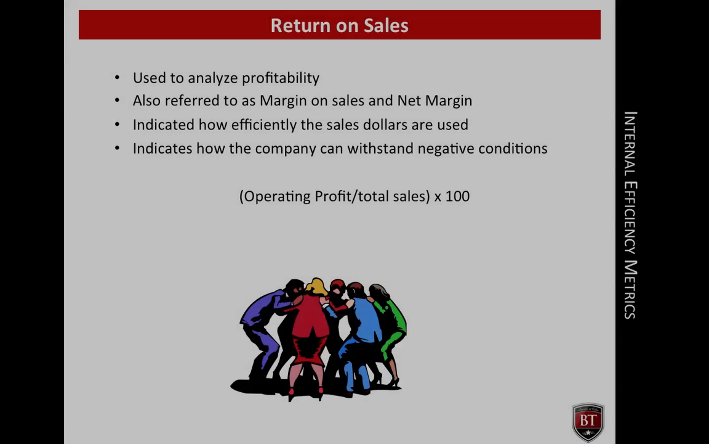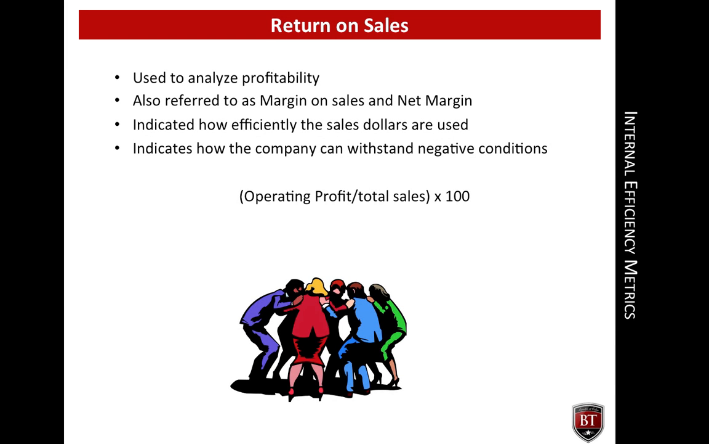A tool that is used to analyze a company's profitability is return on sales, ROS, which also indicates the efficiency of the supply chain. Return on sales is sometimes referred to as the margin on sales percentage or the net margin. This metric indicates how efficiently the sales dollar is used, reflecting the ability to manage costs and overhead and operate efficiently.